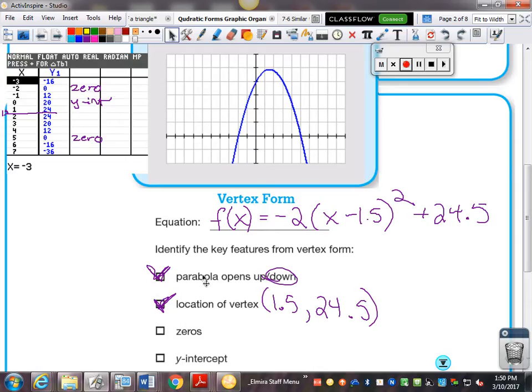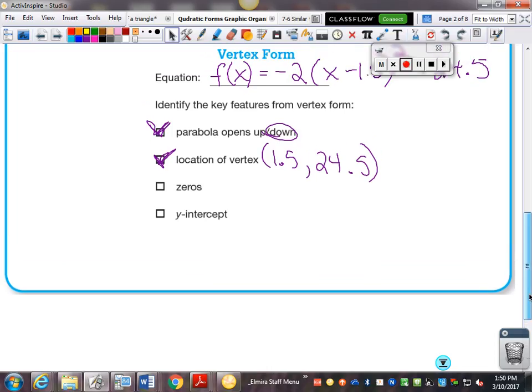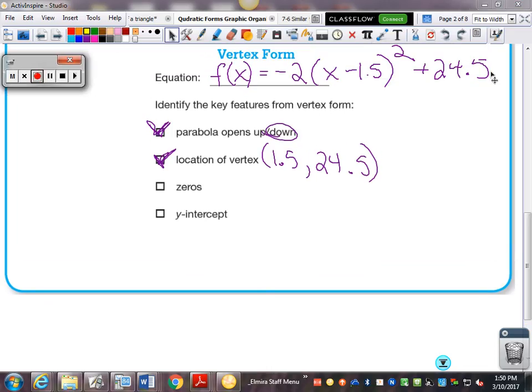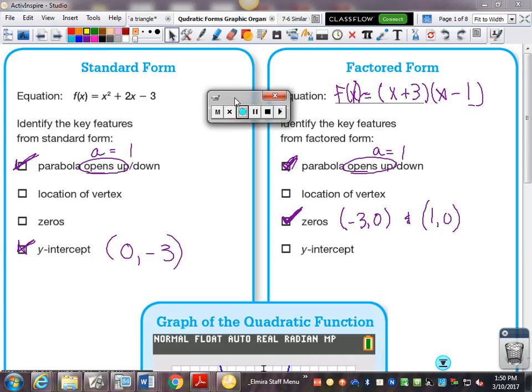And this is vertex form, so we can tell the location of the vertex. We can't tell the zeros, we can't tell the intercept. Again, we're focusing on just if I look at the equation only. I'm not looking at the graph, I'm not looking at the table. What can I tell just from the equation? And these are the things that you can tell. Okay, I'll go back a page.